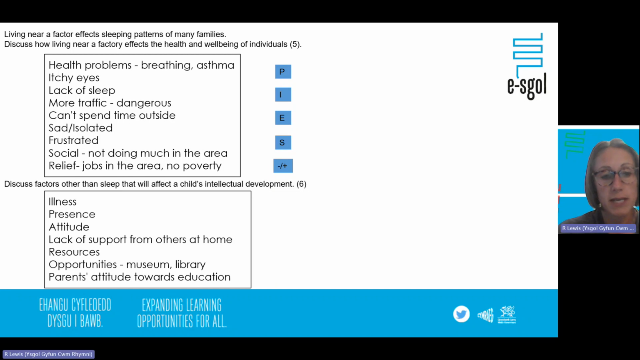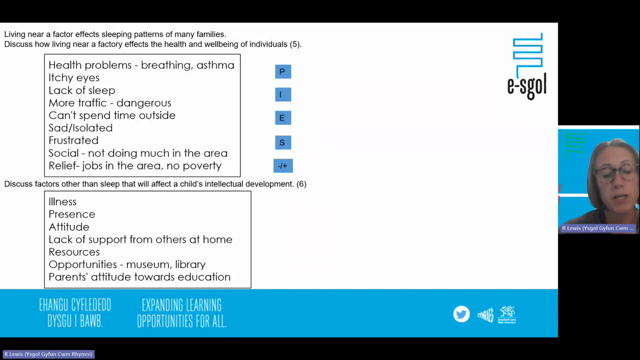So even though the next question is part of the first question, a lot of my pupils within the class have misunderstood this, and they're kind of sticking onto the same theme as the first question. So what we need to do here, we need to discuss factors other than sleep that will affect a child's intellectual development. Now, this has nothing to do with the fact that we're living next door to the factory. And this is where a number of my pupils perhaps were misled in terms of the question.